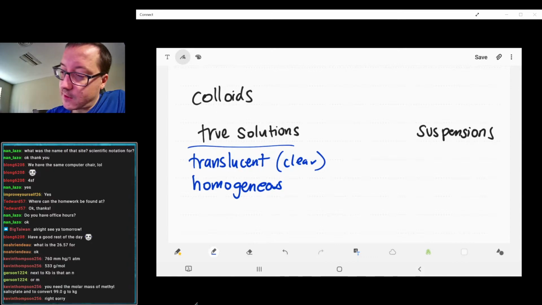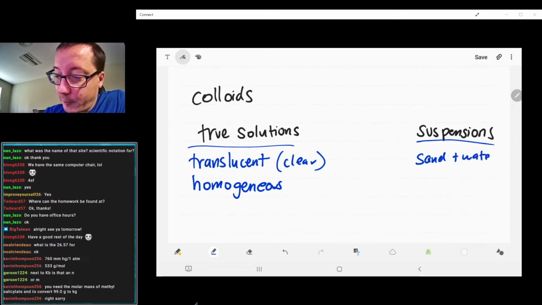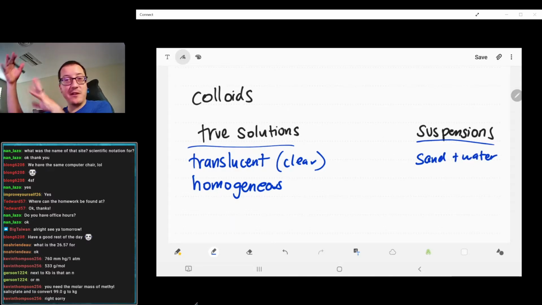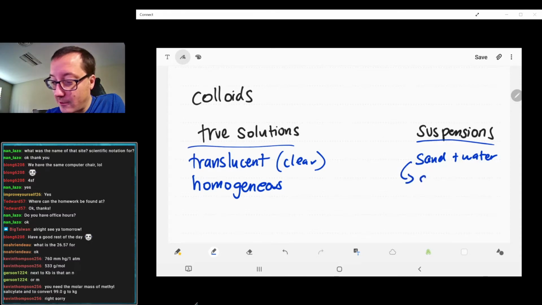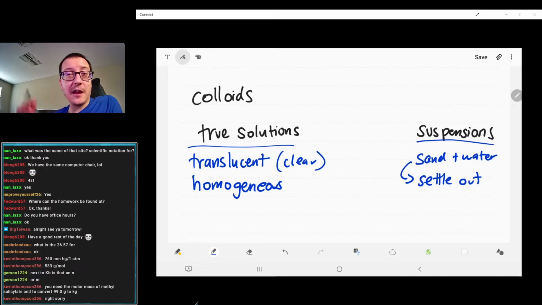Suspensions, on the other hand, are going to be something like sand and water. If we were to shake it up, that sand would kind of be floating around in the water, right? But eventually it will settle out. You will end up with your sand going to the bottom over time, and you'll end up with your water on top. That's just by density, and things will settle out in a suspension. So these have very, very large particles in them that will settle out over time.